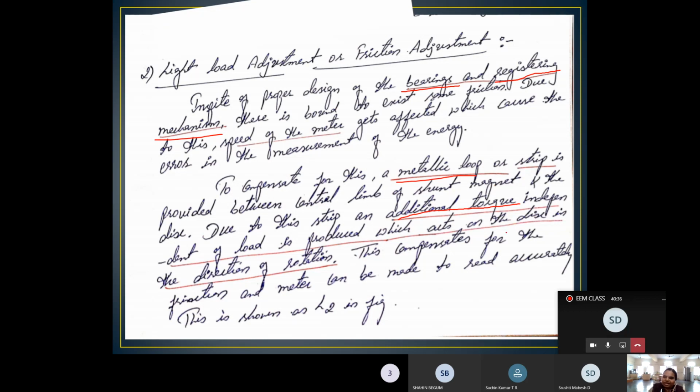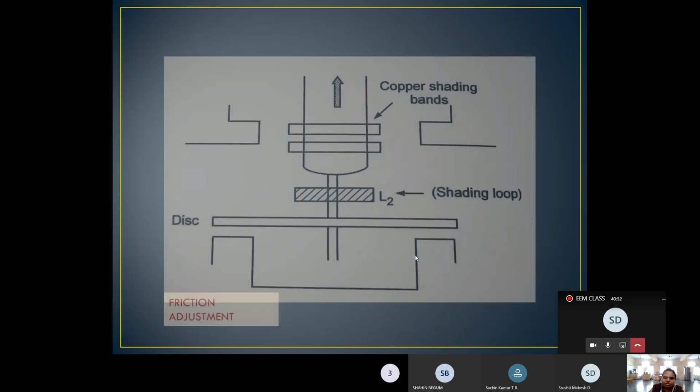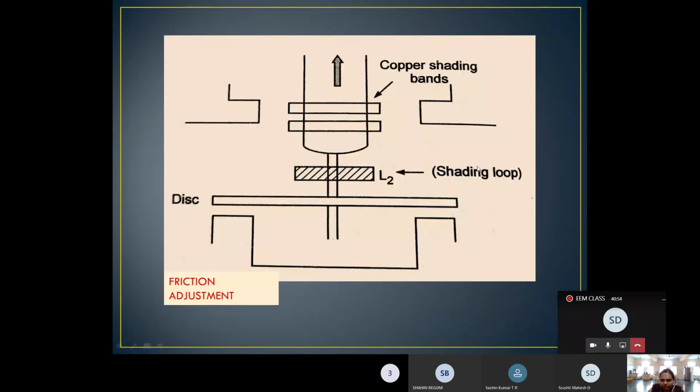It is produced which acts on the disc in the direction of rotation, which direction it has to move. This compensates for the friction and the meter can be made to read accurately. How is it going to be done? Here is the figure. We are going to use the shading loop in between the copper shading band and the disc. In between that we connect one more loop, that is L2. We call that the shading loop.